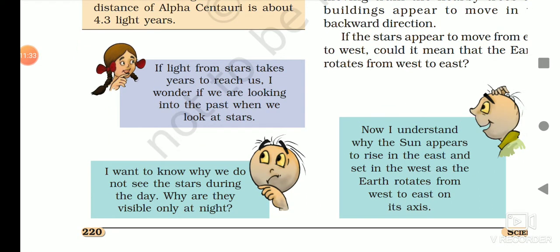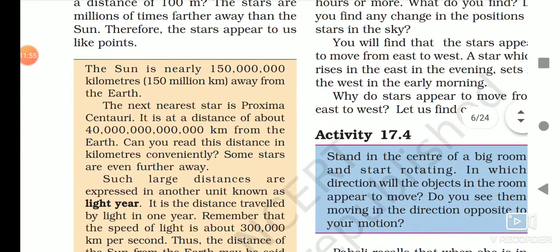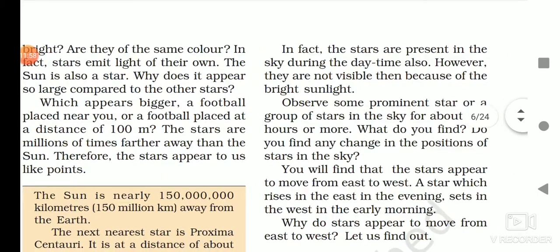I want to know why we do not see stars during the day, and why they are visible only at night. It is very simple to answer: due to the brightness of the sunlight we cannot see the stars during daytime, and they appear visible at night because there is no bright sunlight at night time. In fact, the stars are present in the sky during the daytime also. However, they are not visible then because of the bright sunlight.